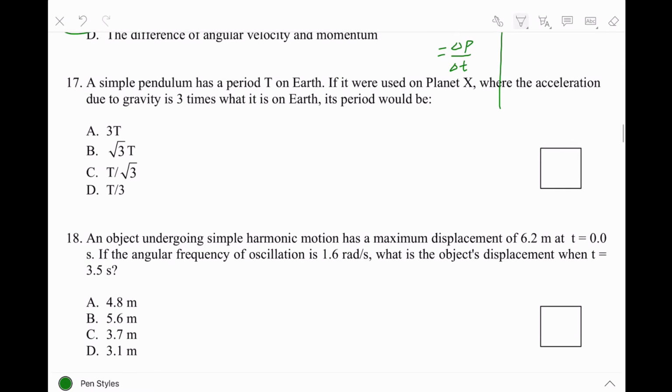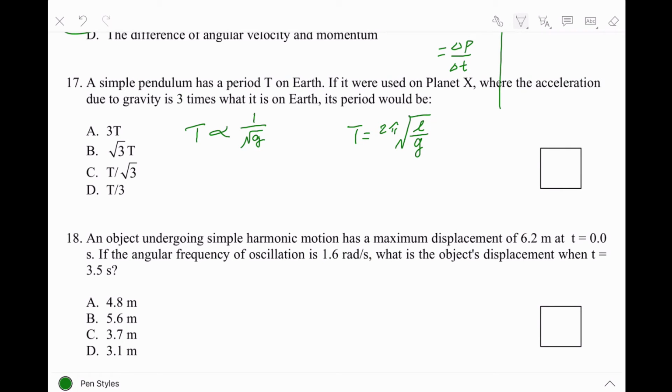Number 17. A simple pendulum has a period T on Earth. If it were used on another planet, the acceleration, again, this is a classic example, because all you need to do is write down the expression, which is the period equal to 2 pi square root of L over g. Once you have this written down, you see that the period is proportional to 1 over square root of g.